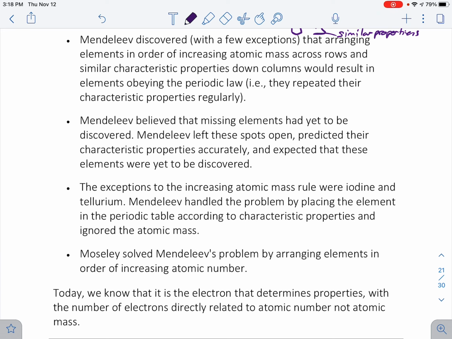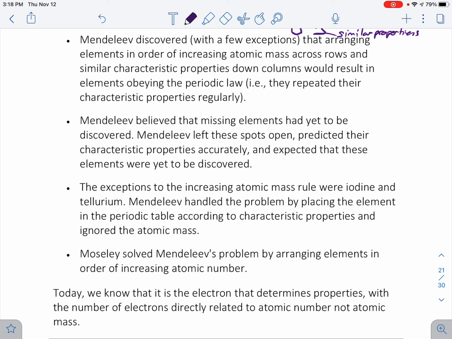If you look at iodine and tellurium, their masses are actually inverted. By mass, we would expect iodine to be smaller than tellurium, but in fact, by their behavior, iodine is placed to the right. Moseley solved Mendeleev's problems by arranging elements in order of increasing atomic number, and this solved all of the problems of atomic mass.